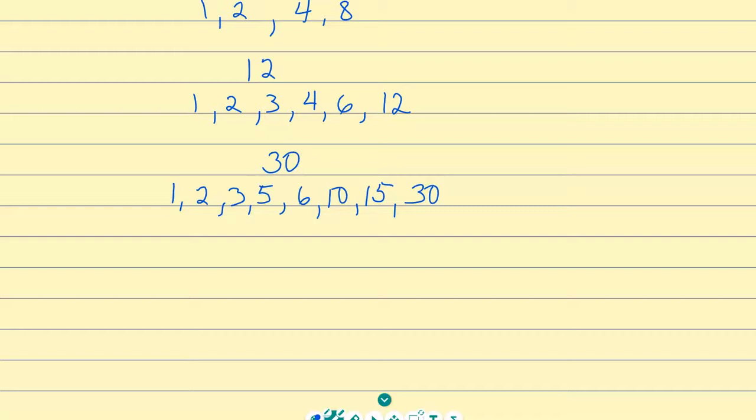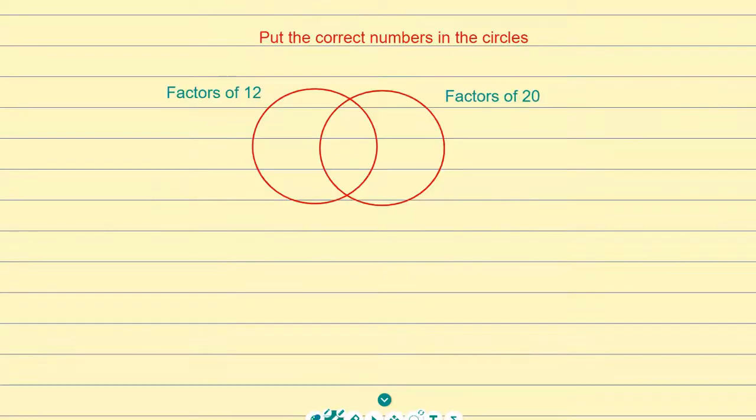Now let's try another method. This is sort of like a Venn diagram style. We're going to put the correct numbers in the circles. The first set is factors of 12 and the second set is factors of 20. So let's find the factors of 12. They start from 1 times 12. Then 2 is a factor, multiply that by 6. Then you have 3 and 4.